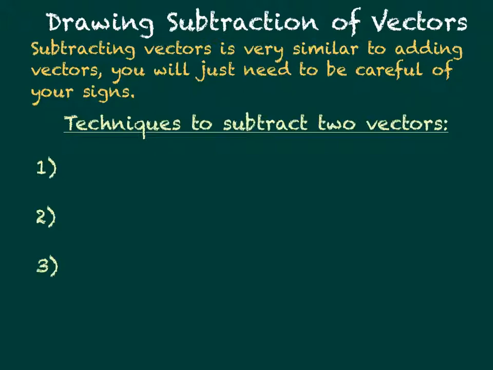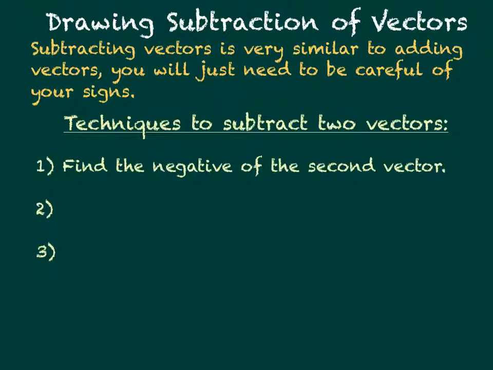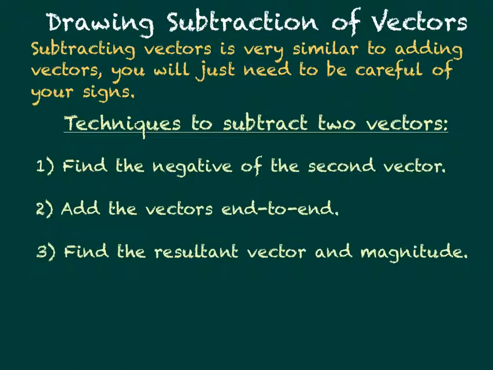The techniques to subtract two vectors are, first, to find the negative of the second vector, or the vector that you are subtracting off. Next, you add the vectors end to end, just as we did before. And finally, you can find the resultant vector and the magnitude of that vector, just as we did before. So the only new thing is we have to start by finding the negative of the second vector.